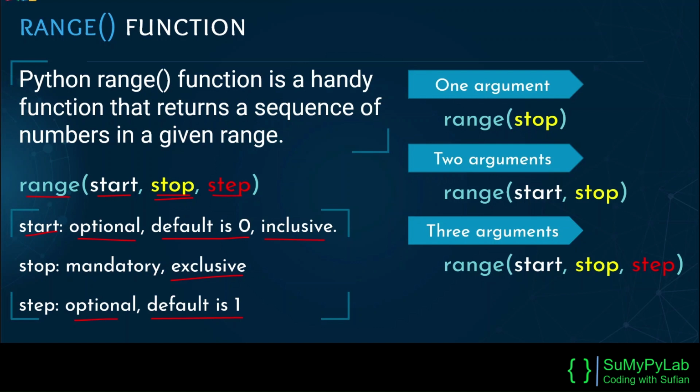If we provide only one argument, then that will be treated as stop. So range(stop) is actually range from 0 to stop, but stop is exclusive. And range with two parameters: the first parameter will be treated as start and the next parameter will be treated as stop. And if we provide all three arguments, then the first one is start, the second one is stop, and the third one is step.